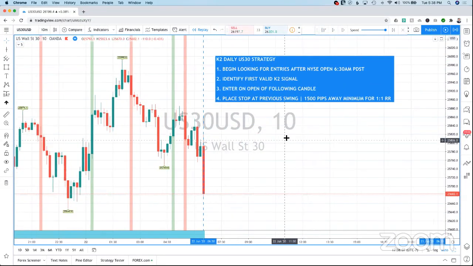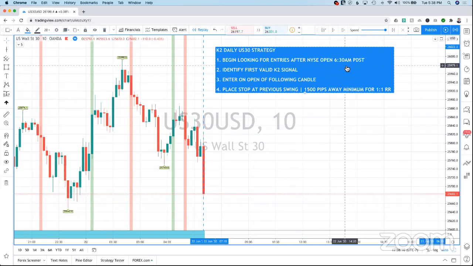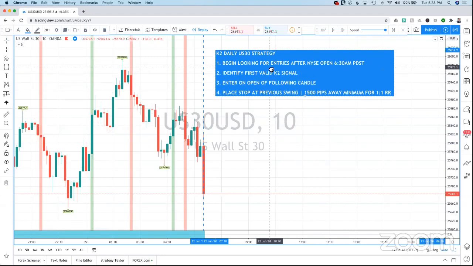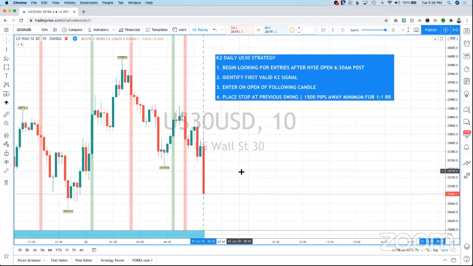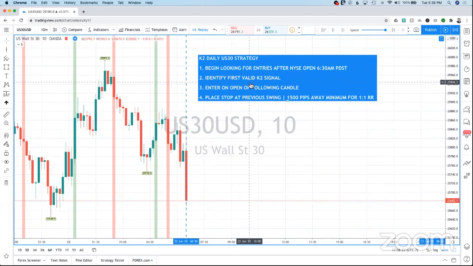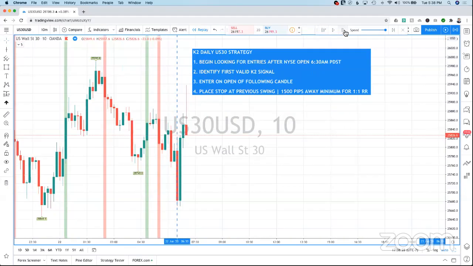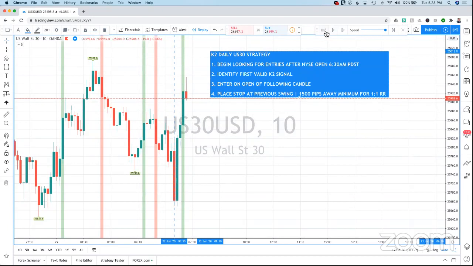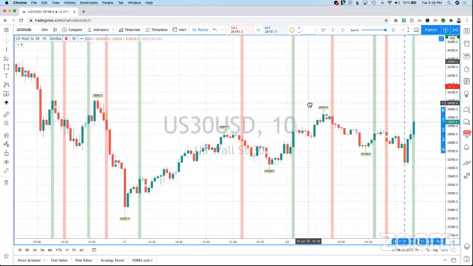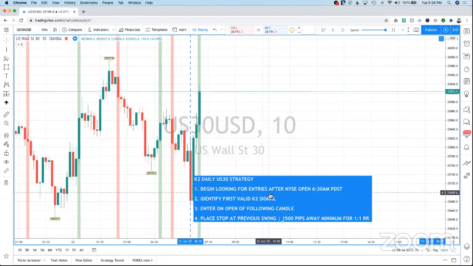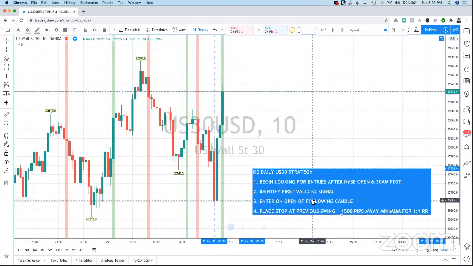Okay, so same situation here. We're going to begin looking for entries after the New York Stock Exchange opens at 6:30 a.m. Pacific Daylight Savings Time. So right here is 6:30. So at this point, we can start looking for entries. Next, our next requirement is to identify the first valid K2 signal. So right here, we have a valid signal, and it's valid because it's a buy signal with a green bullish candle. So since those requirements are met, we can move on to step 3. We're going to enter on the open of the following candle. So we're going to open a long position right here.